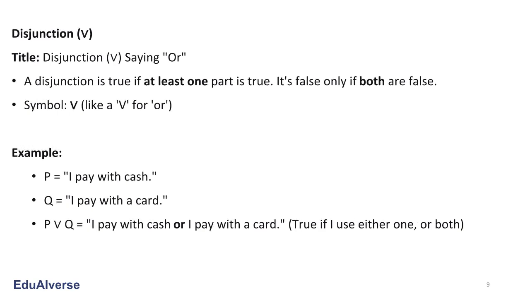Disjunction. Third is disjunction, which means or. The symbol is like a V shape. A disjunction is true if at least one part is true. It is false only if both parts are false. For example, I pay with cash or I pay with a card is true if I use cash, true if I use a card, and true if I use both. It is only false if I use neither. This is what logicians call an inclusive OR.